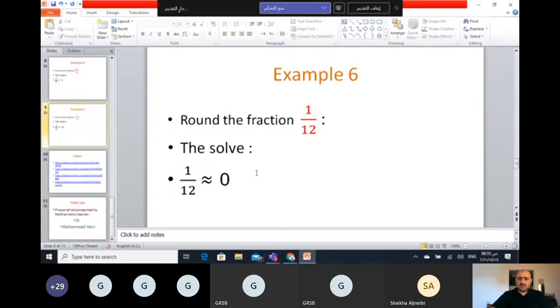Example 6, round the fraction 1 over 12. Compare between the numerator and denominator. As you see here, 1 is very small compared with 12. So I can use the first case, round down. So 1 over 12 rounds to 0. Why? Because the numerator is very small compared with the denominator.